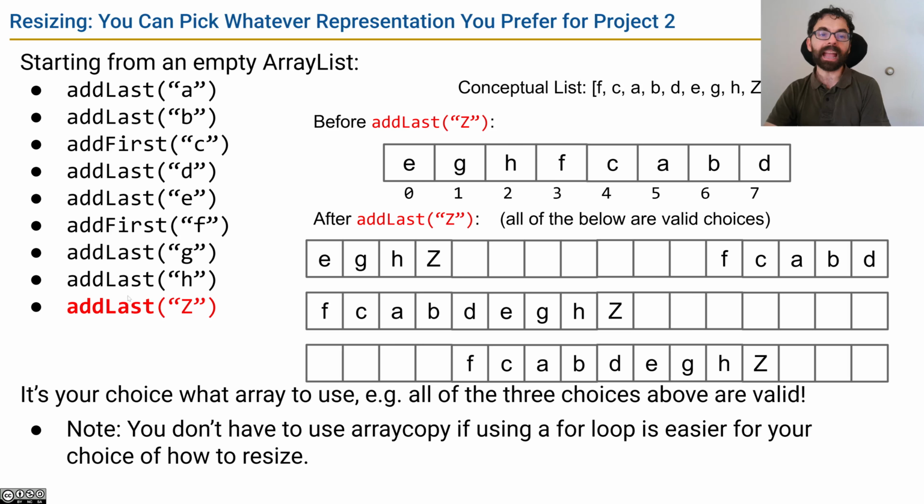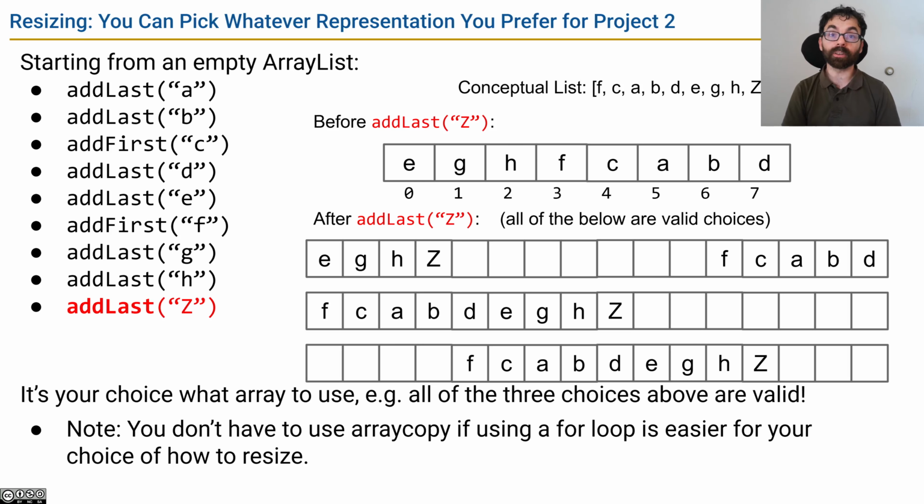For example, if we add last capital Z afterwards, we double the size of our array, and maybe the F ends up here. In which case, we'd go F, C, A, B, D, E, G, H, Z after copying over to the new array. Or maybe you copy it so that the F goes in the front. Or maybe you copy it so the F goes in position 4. Any of those choices, all of the possible choices are all valid. It's up to you. And what you want to do is just be careful about your design as you're working your way through the project.